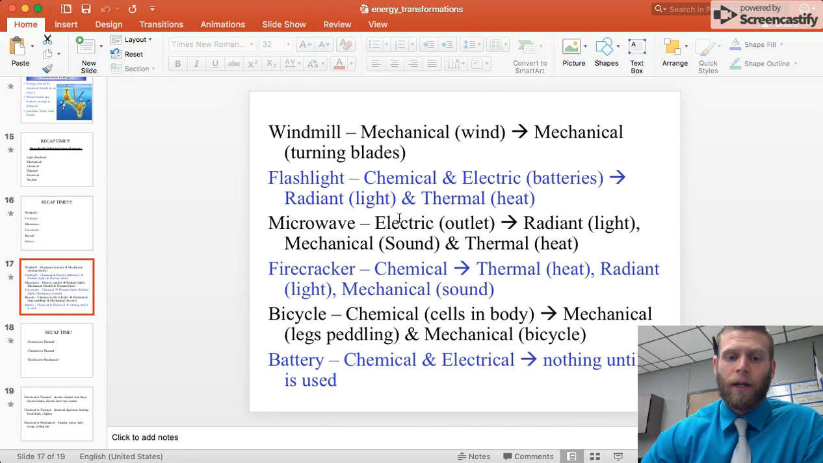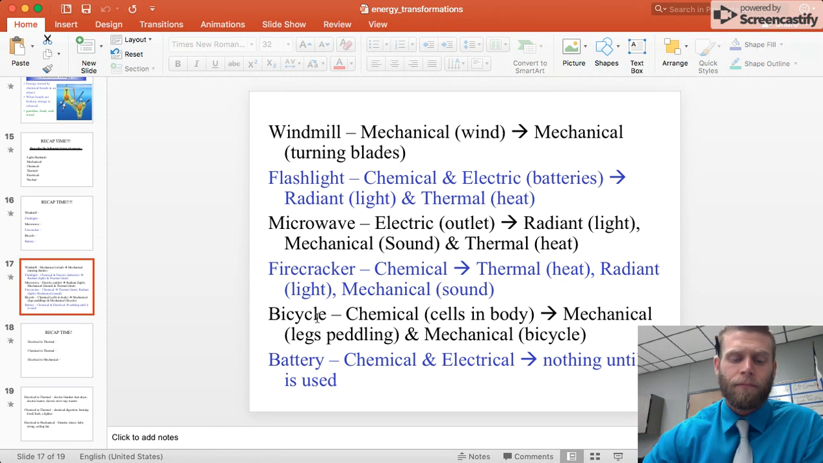You have the microwave, which is electric and transforms into radiant, mechanical, which is the sound, and thermal, which is heat, which makes your food nice and warm and delicious. Firecracker, you have chemical, which transforms into thermal, which is from heat, radiant, which is light, and mechanical, which is the sound.